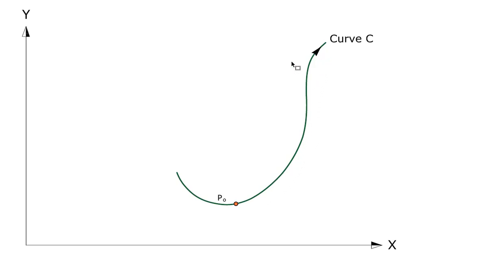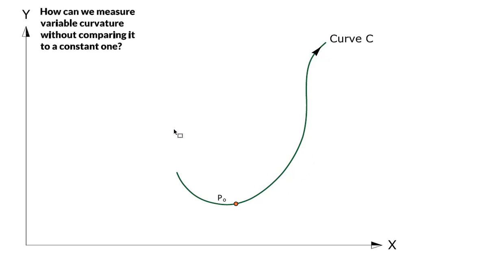Assume now that we have a curve C in the Cartesian coordinates, and this curve is not a circle. So the curvature will change from point to point. And the point we are trying to make here is that we have to use the curvature of the circle to measure the curvature at each point on this curve C.